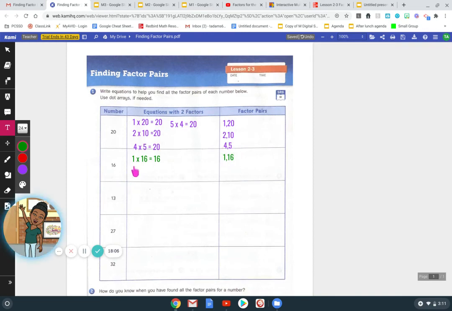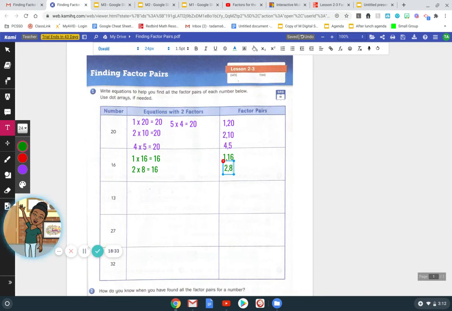Let's keep going to number 2. 2 times the number 16. You may know, or you can go back to your chart. If you need to go back to your chart, please pause and do so. Yep, 2 times 8 equals 16. So that factor pair is 2 and 8.